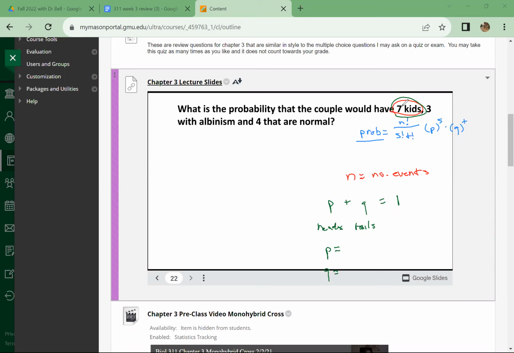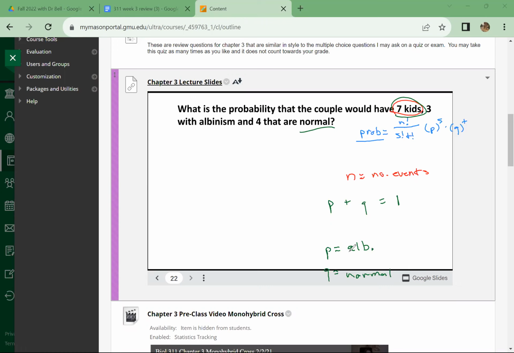So looking at this event, what are the two possibilities that could result in this event? With this specific example, either the child has albinism or doesn't. Exactly. The child is either albinistic or not. Normal, it's called. Nothing wrong with being albino.